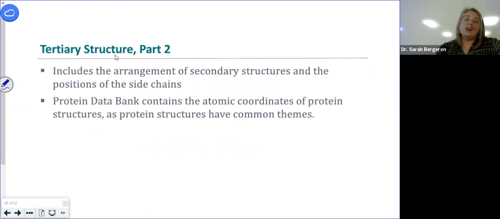So when we talk about tertiary structure, it includes our secondary components, right? Our beta sheets, our alpha helices, and the position of the side chains, right? We showed that they were there in an alpha helix. We didn't really show them in a beta sheet, but they're there. And those interactions will help your tertiary structure.